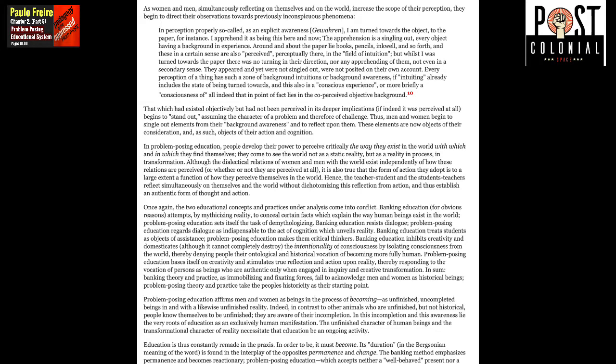They come to see the world not as a static reality, but as a reality in process, in transformation. Although the dialectical relations of women and men with the world exist independently of how these relations are perceived, or whether or not they are perceived at all, it is also true that the form of action they adopt is to a large extent a function of how they perceive themselves in the world. Hence, the teacher-students and the student-teachers reflect simultaneously on themselves and the world without dichotomizing this reflection from action, and thus establish an authentic form of thought and action.